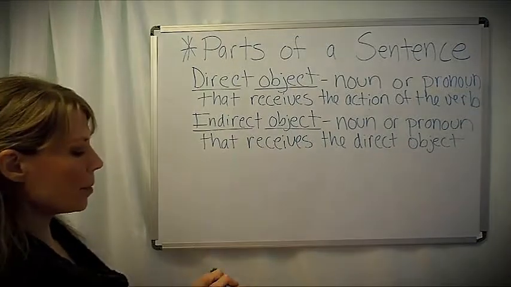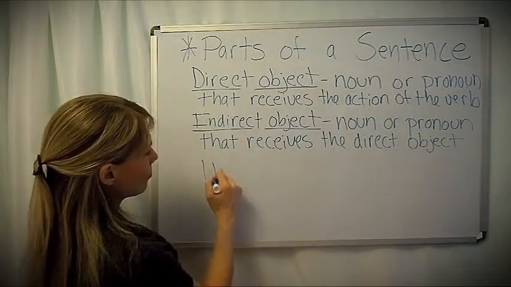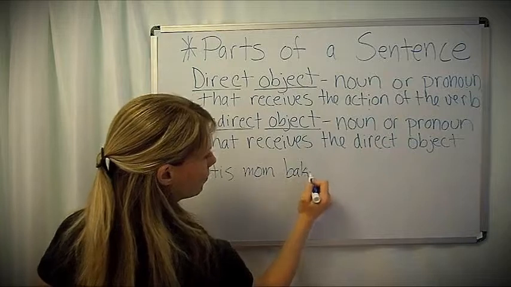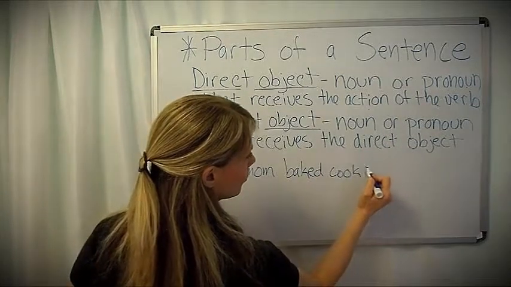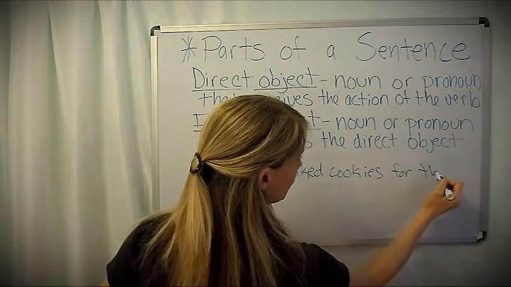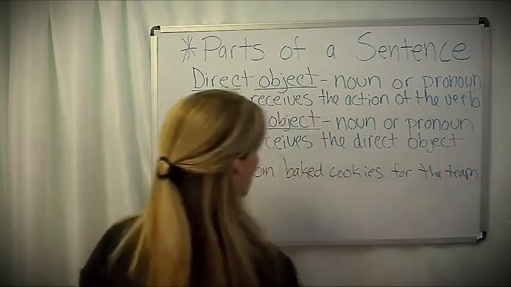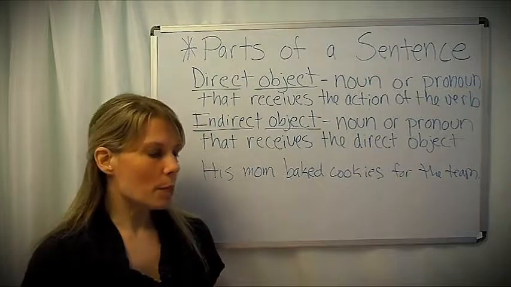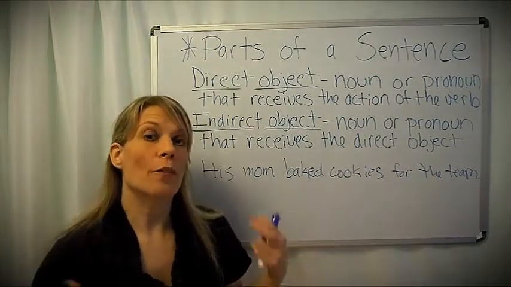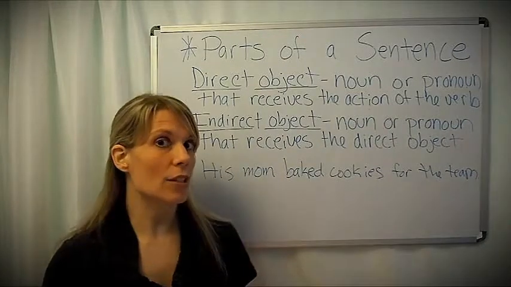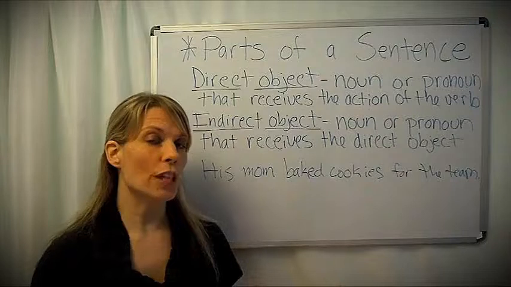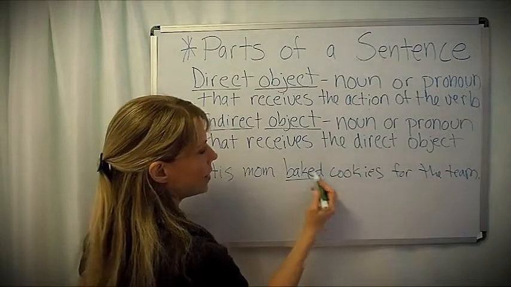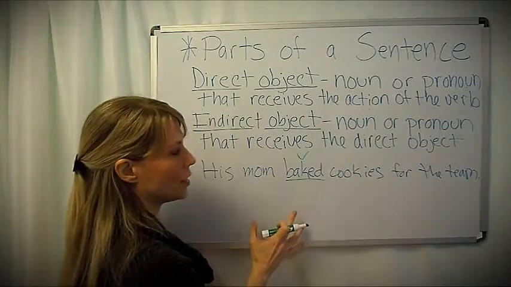So let's take the example, his mom baked cookies for the team. Okay, here we go. Pardon my messy writing. Okay, with these sentences, the best thing for you to do is first pick out what the verb is, okay? Because everything really hinges on identifying the verb first, because it's really only after you do that that you can identify the direct object. So, baked in this sentence is going to be our verb. That's our action word in this sentence, okay?